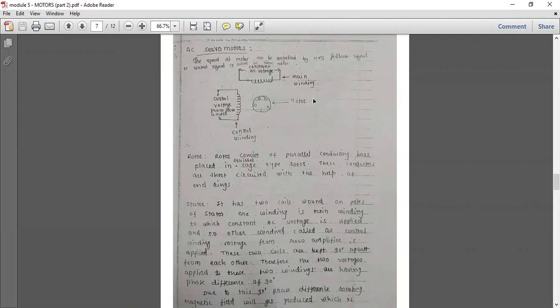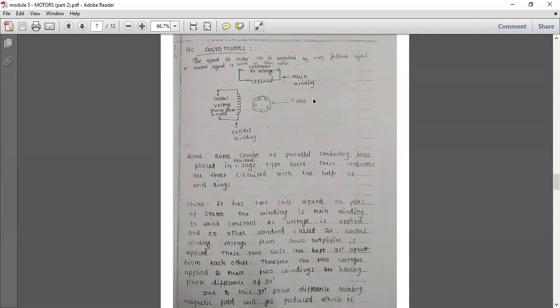Now, first we will start with the rotor explanation. So I will just read. Rotor consists of parallel conducting bars placed in a squirrel cage type rotor. These conductors are short circuited with the help of end rings. The word used over here is squirrel cage. It is a type of rotor, and there are different types of rotor. A squirrel cage type of rotor is used in servo motors, and it is short circuited with the help of end rings.